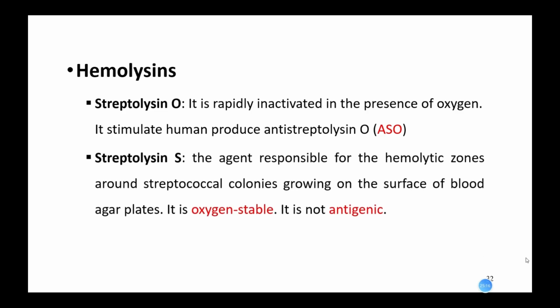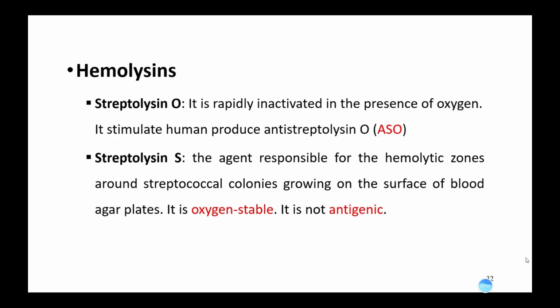Another one is called streptolysin S, second type. This lysin S is oxygen stable. So it's stable in the presence of oxygen, but it's not antigenic. It cannot stimulate the immune system to produce antibodies. And the beta hemolysis we saw on the blood agar, the halo, the complete clearing of the red blood cell, is due to the streptolysin S.